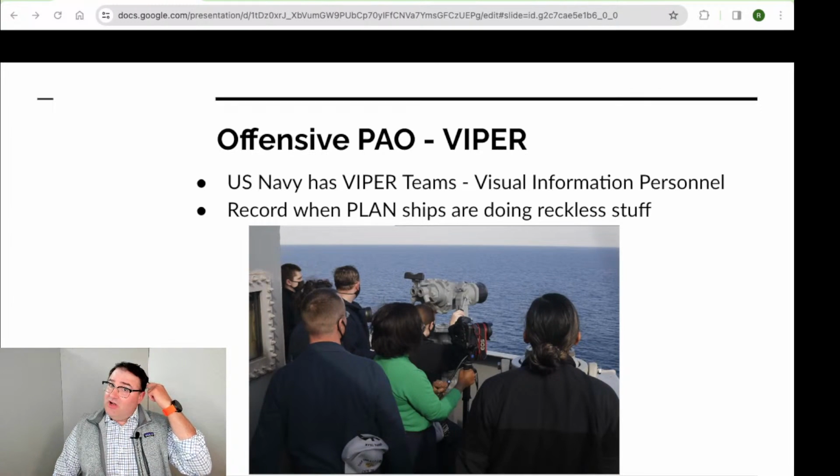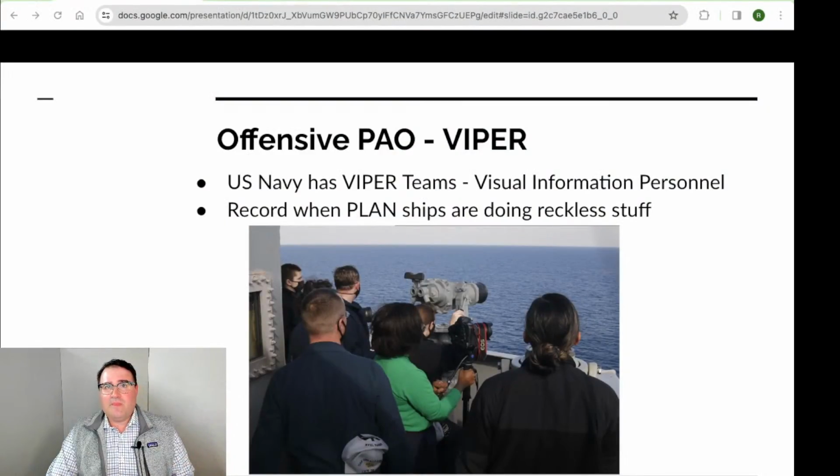So the Navy actually has an offensive PAO. They're called Viper teams. And that sounds way cooler than it actually is. Viper means Visual Information Personnel. Basically, when the People's Liberation Army Navy is out in the ocean doing dangerous stuff in their ship and they cut off an American destroyer, the Viper team is there taking pictures and video of it so that when China claims that we were being reckless, we can put out our imagery and say, no, it was you guys who were being reckless. So the Navy kind of has taken steps to get ahead of disinformation.